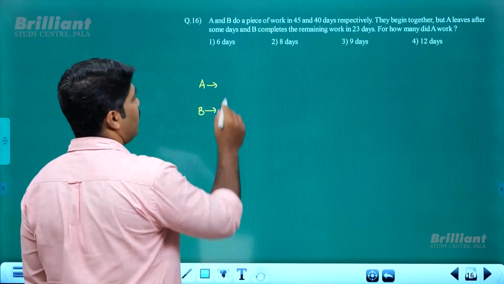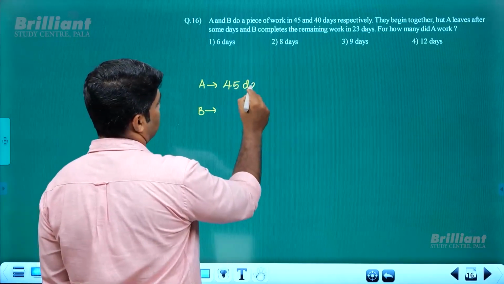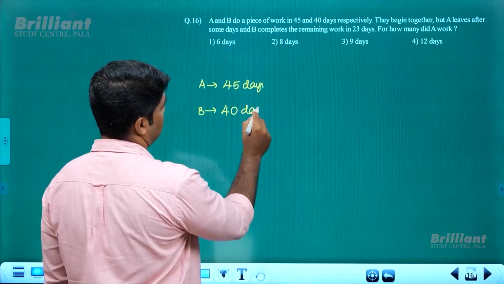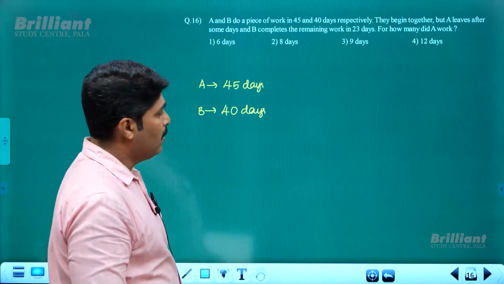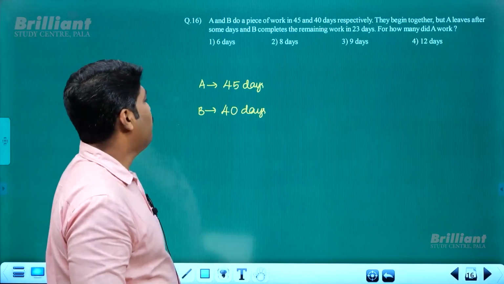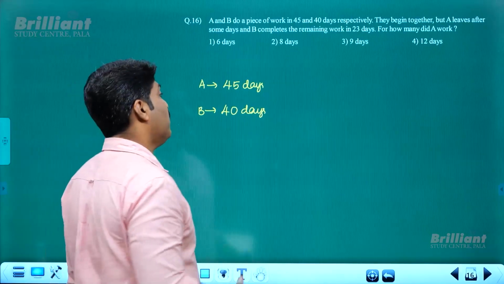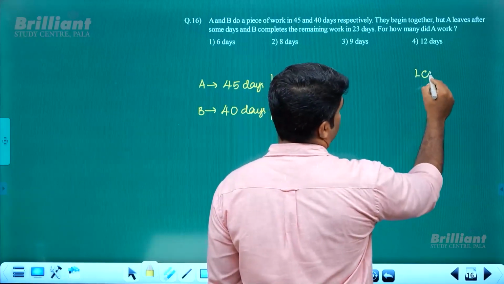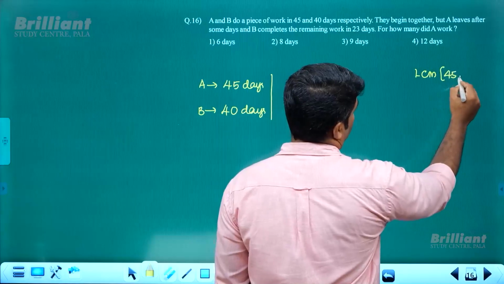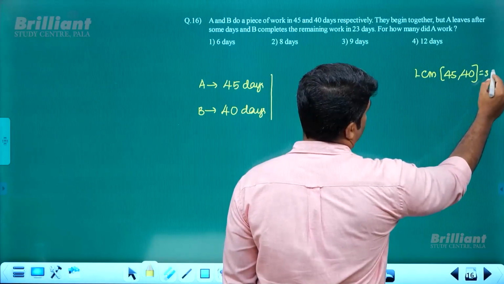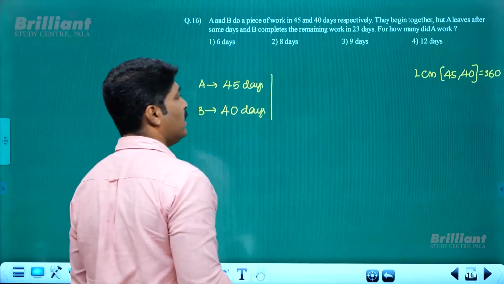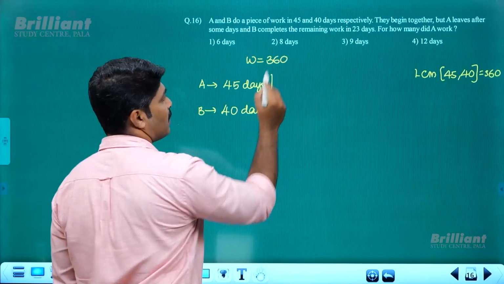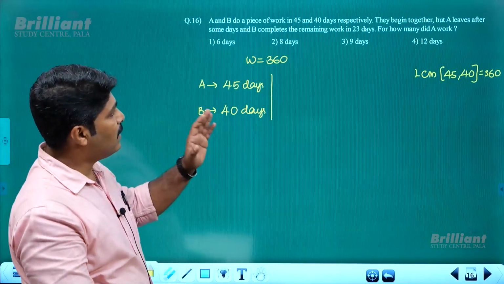Usually, A can complete the work in 45 days and B can complete it in 40 days. So you just think about what is the LCM of 45 and 40. So the LCM of 45 and 40 is 360. Correct? So I am keeping the quantity of work as 360.